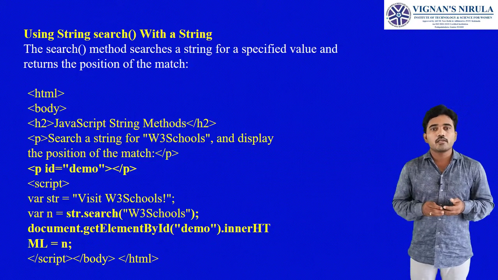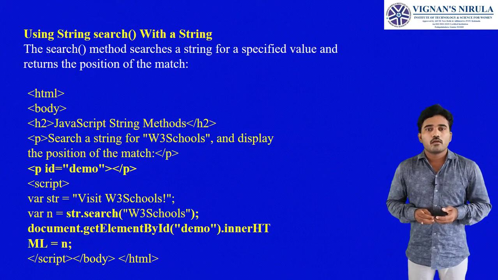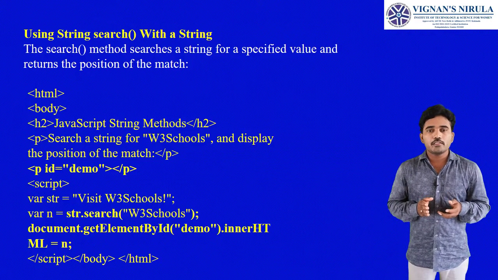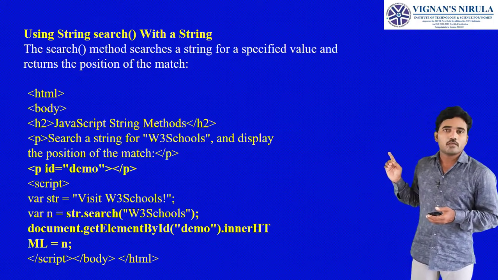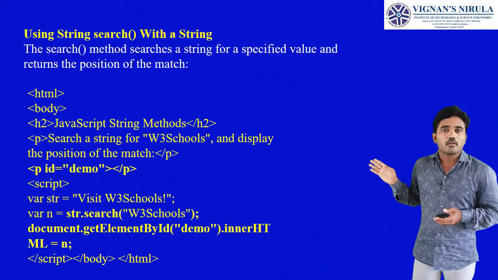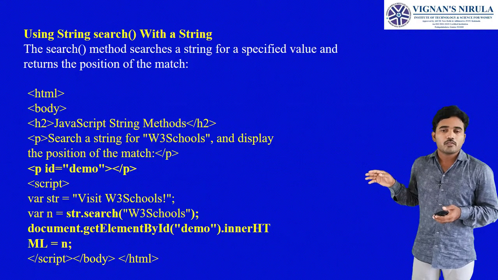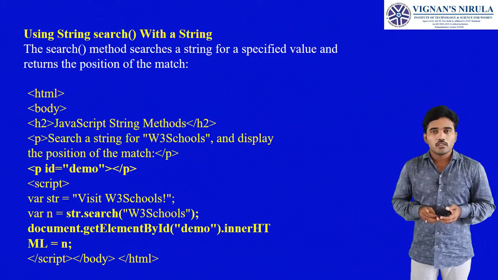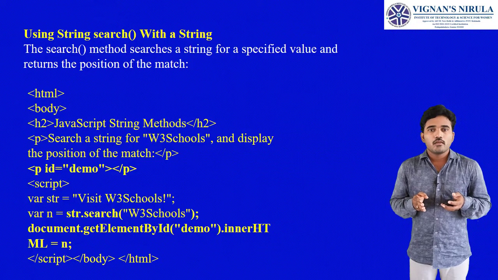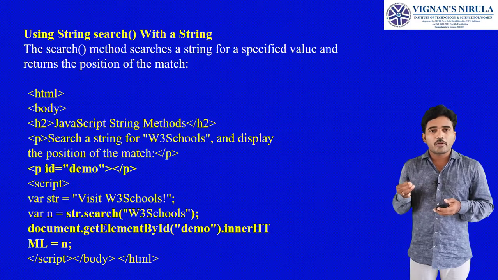Now I have started the script. In that script I have taken a variable str, and the string it contains is visit W3 schools. After that I have taken a variable n, where I am using the search method on that string. I am writing str.search followed by W3 schools. It means I am searching for W3 schools in the string str, and where it is found, the position is stored in the variable n.